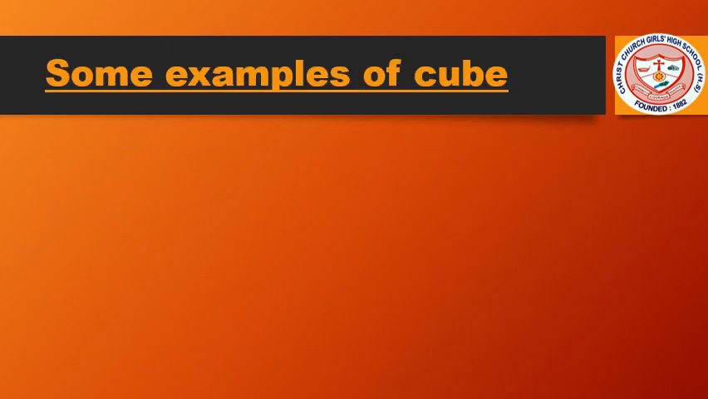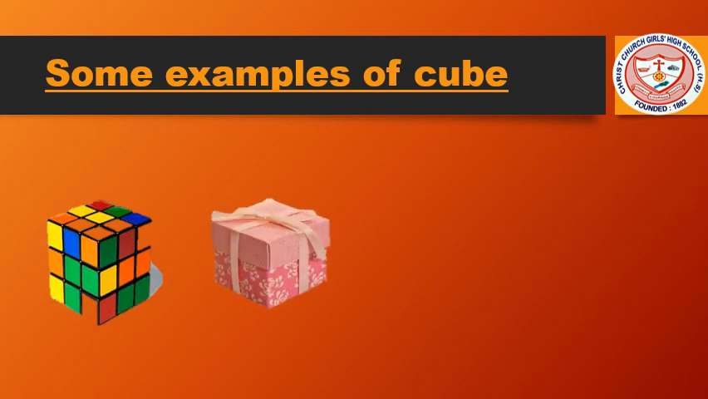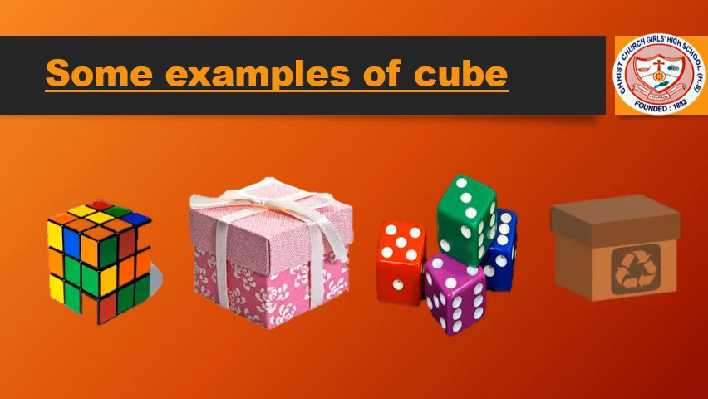Now, where do we see cube commonly in our daily life? Let us see some objects. Rubik cube, gift box, dices and paper box. These are very common in our daily life, right girls? And do you know, these all objects have the shape of a cube.